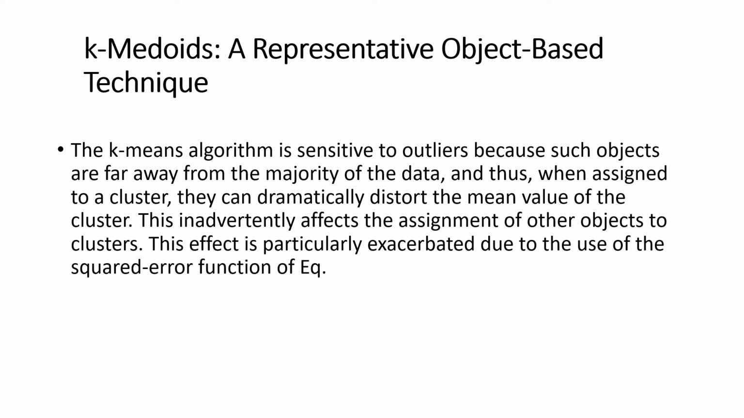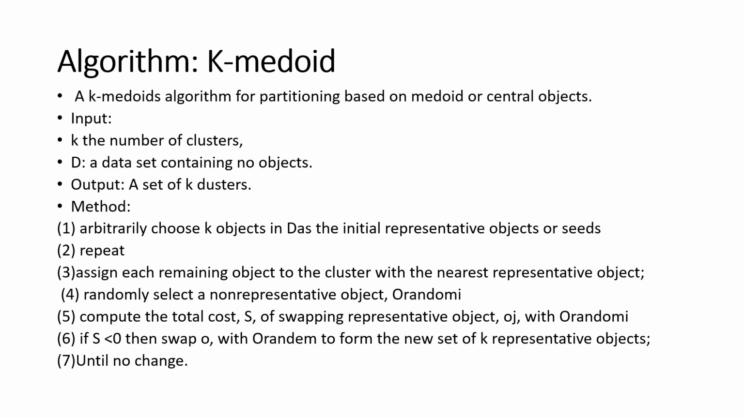The second one is k-medoids, a representative object-based technique. The k-means algorithm is sensitive to outliers because such objects are far away from the majority of the data, and thus when assigned to a cluster, they dramatically distort the mean value of the cluster. Now the k-medoids algorithm for partitioning based on medoids or central objects. The input is k, the number of clusters, and D, a dataset containing n objects, and the output is a set of k clusters.